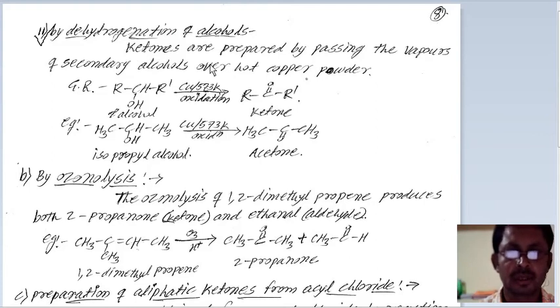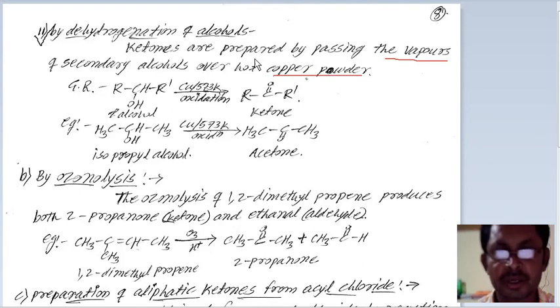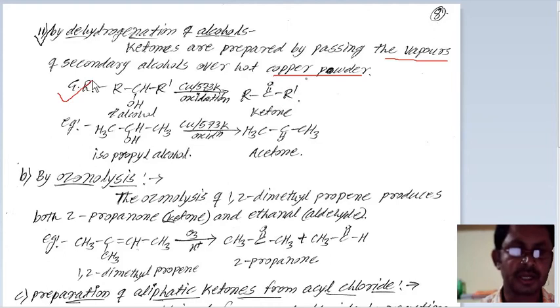ketones are prepared by passing the vapors of secondary alcohols over hot copper powder. That means when secondary alcohols are heated with copper, we get a ketone. That is the general reaction. RCHR', that means these two alkyl groups are different, indicated by the dash, and OH is the alcohol.